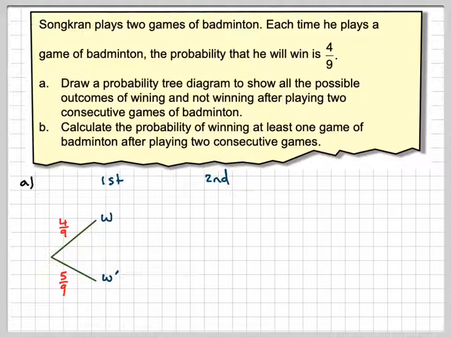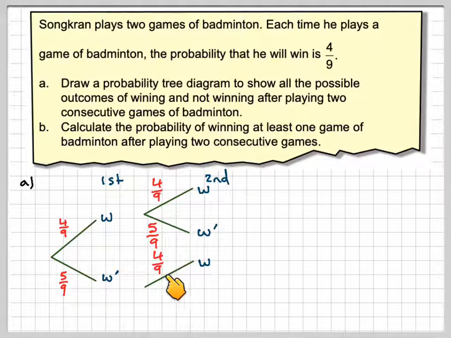If he wins the first game, then he could win the second game or lose the second game. This means not winning. Again, that's 4/9 and 5/9. If he loses the first game, then he can win the second game or lose the second game.